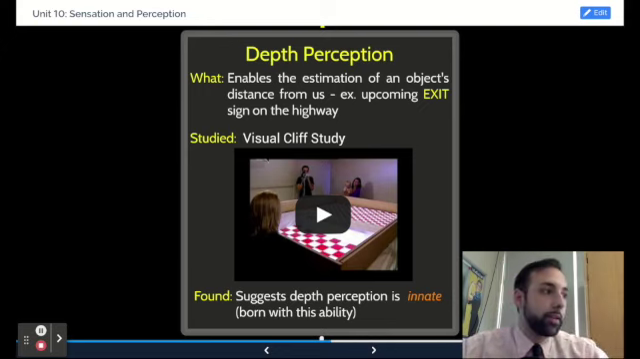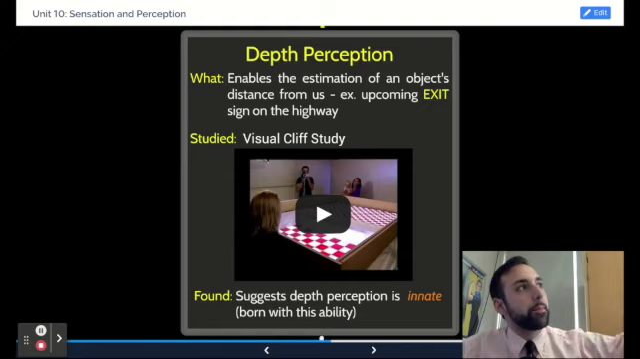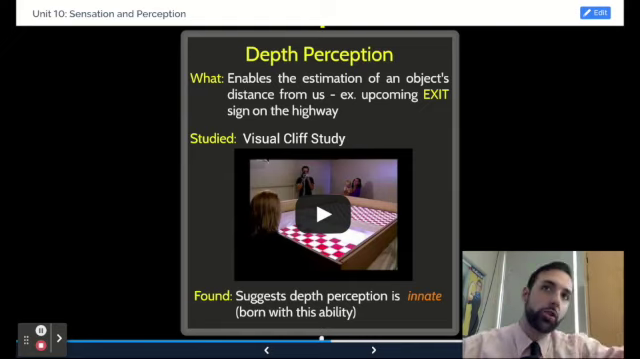That could be anything from looking over the cliff of a big mountain to determining how far the drop is, to determining how far a baseball is as it's traveling towards you, or a football or a volleyball, to determining how far away the exit is from your car as you're driving along. Those are all examples of depth perception. How far away is an object from you at any given moment?